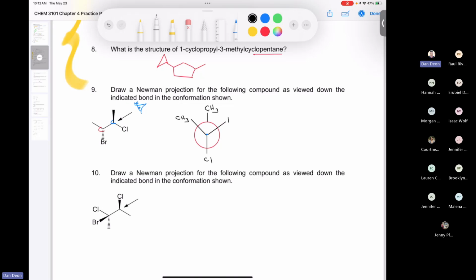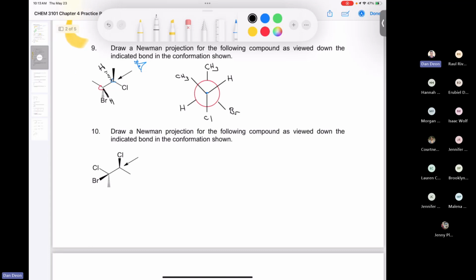And remember, this is a bond line structure. So this hydrogen here is not drawn in, but we put it in. We don't leave it out of the Newman projection. So our bromine is going to be on the same side as that proton. So we'll put our bromine here like this, and then there's another hydrogen, which is not shown because it's a bond line structure, but again, there's another hydrogen. There we go. So now we've included it. So there you go. There's our Newman projection for that guy.